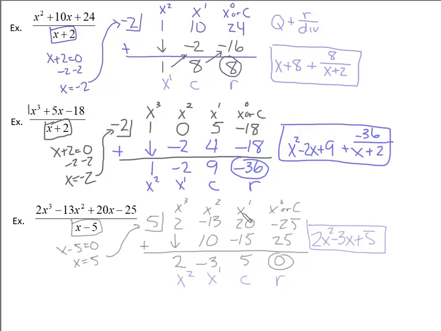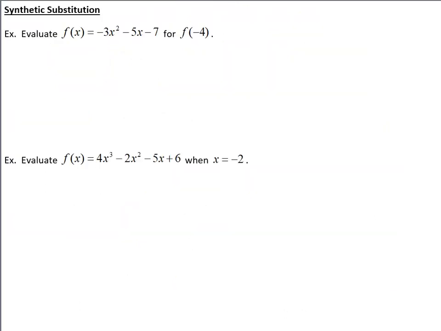But what that does mean is it means this, 2x squared minus 3x plus 5, is a factor of my original polynomial, and so is x minus 5. It went in nicely with no remainder, so if I multiply these two things together, these are factors of that big polynomial. All right, perfect.